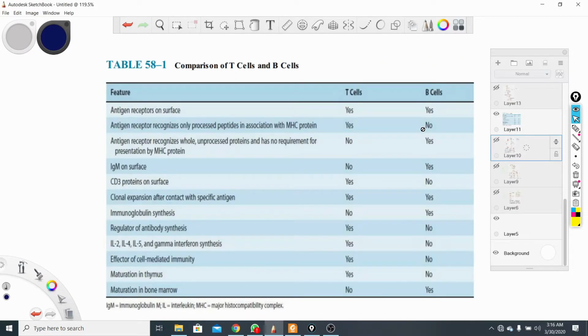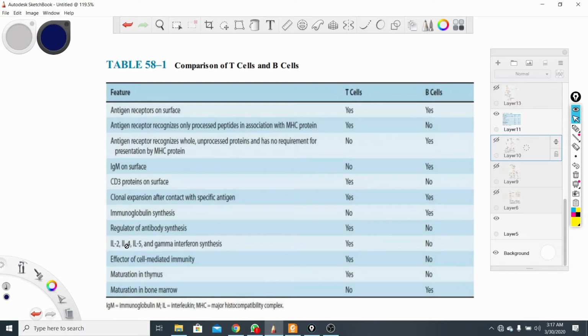Here you can see the comparison of T cells and B cells. Antigen receptors on the surface are present in both, since T cells and B cells both carry antigen receptors on the surface. Then, is IgM on the surface present or not? In B cells, IgM is present. IgM is an antibody, and antibodies are present in the system as a soluble form, known as immunoglobulins, whereas IgM on the surface is the receptor.